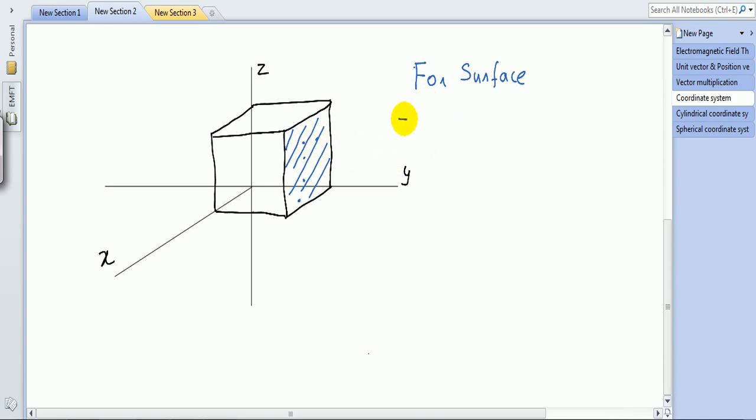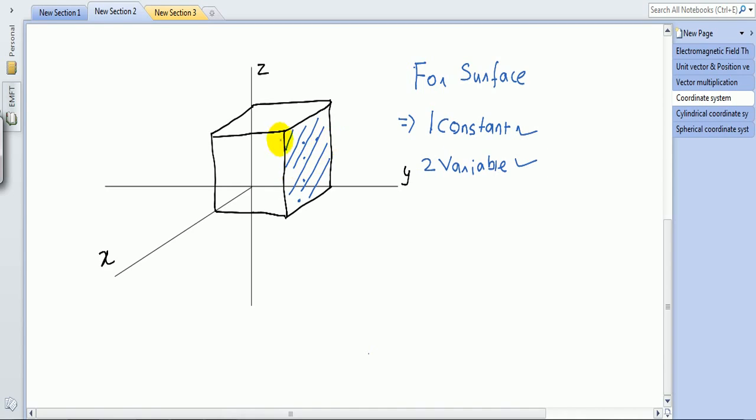So we can say that for a surface, one constant from the three parameters and two variables are required. These are applicable for any coordinate system. Like for a point, we will have three parameters, so all three will be constant. For a line, one will be variable and two will be constant. For a surface, one constant and two variables.